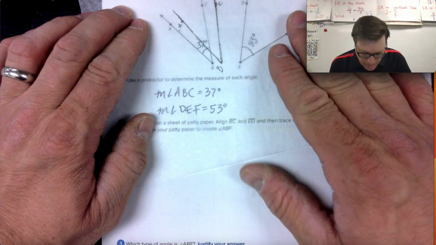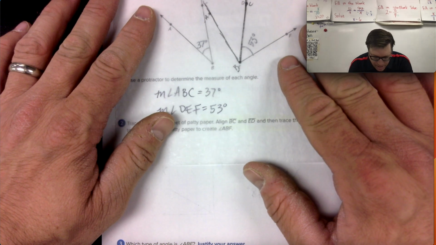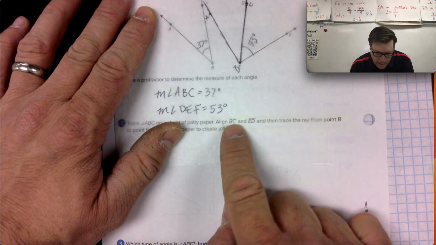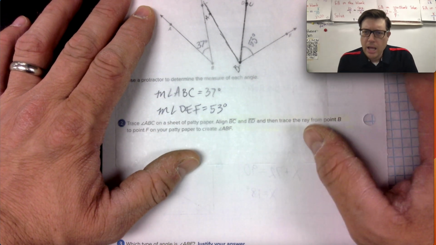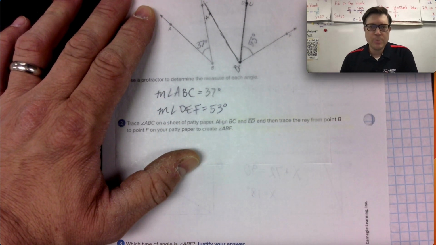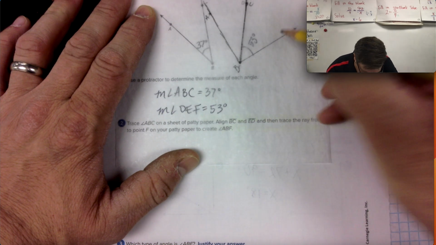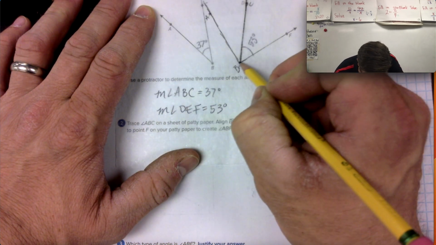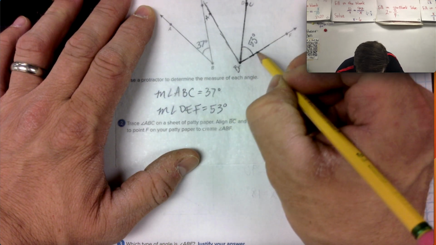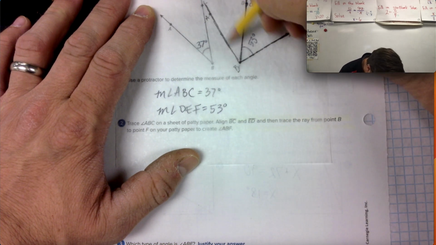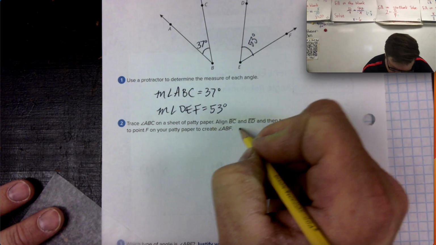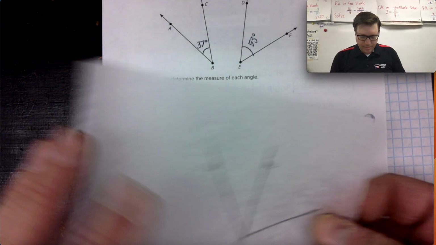So I'm moving the tracing paper over with a rotation and maybe a translation to align BC and ED. And there they are. They're in a straight line. And then trace the ray from point B to point F. So here's B, and now I'm going to trace BF. Cool. All right. Good deal. Done. You know what? I should probably draw this. So let me get F on there as well.